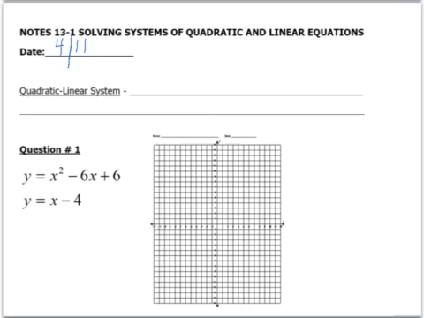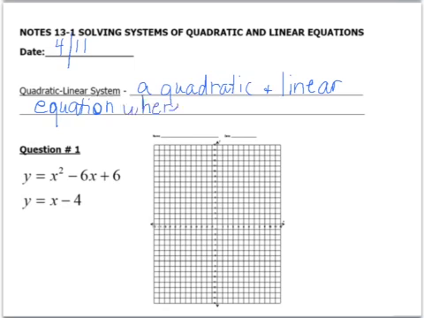A quadratic and linear system is a quadratic equation and a linear equation where an ordered pair makes both equations true.